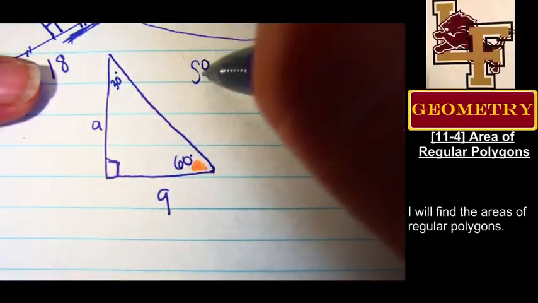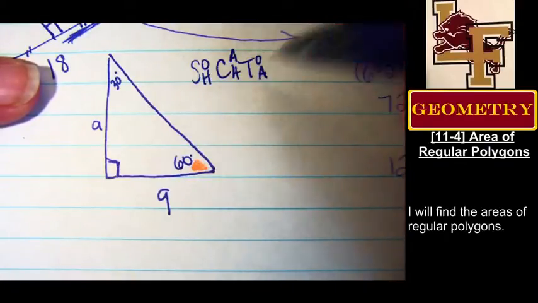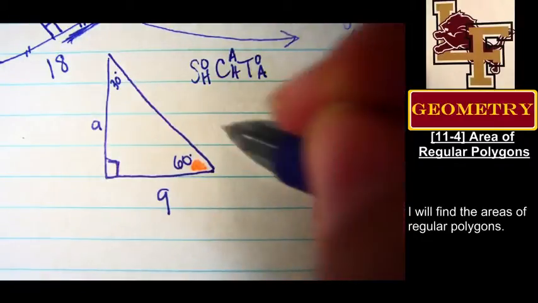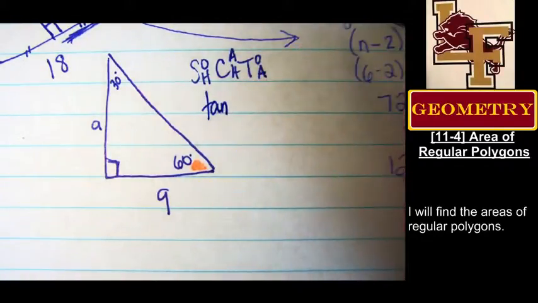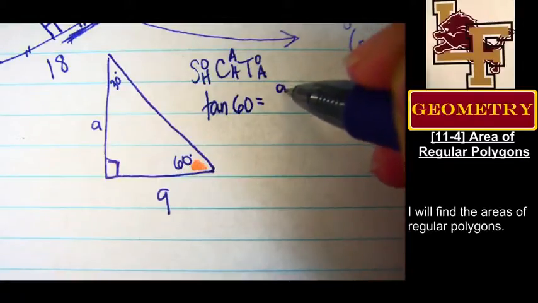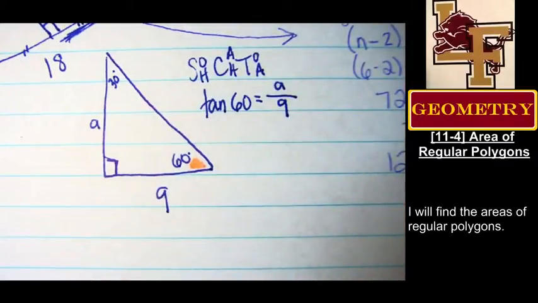All right, SOHCAHTOA. Which trig function do you want to use from which angle? Tangent. You want to use tangent, and which angle are you looking at? The 60 or the 30? 60. Okay, so the tangent of 60 equals the side opposite the 60 divided by the side adjacent to the 60. I'm solving for the letter A.